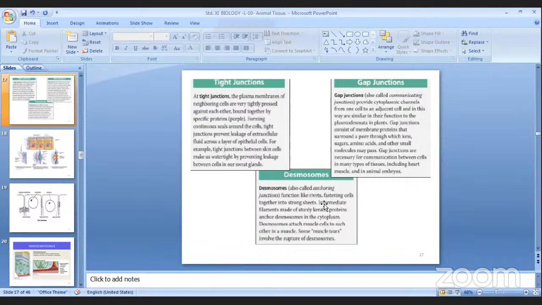Then desmosomes, these are also called anchoring junctions. Their function is like rivets, fastening cells together into strong sheets. Intermediate filaments, which are made up of sturdy keratin proteins, anchor desmosomes in the cytoplasm. Desmosomes attach muscle cells to each other in a muscle. Some muscle tears involve the rupture of desmosomes. Suppose a muscle tear takes place, say from an accident. What will happen then? The desmosomes will be ruptured.